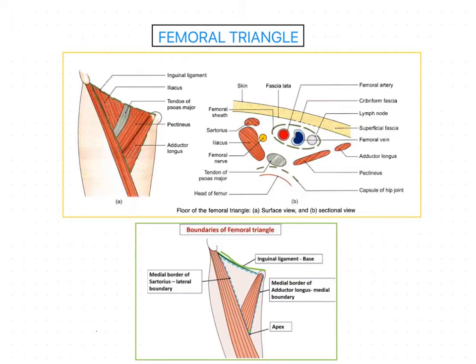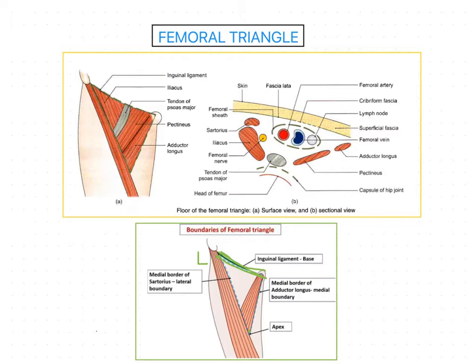Now we will see in detail. The base of the femoral triangle is formed by the inguinal ligament. Base of the femoral triangle is formed by the inguinal ligament. And laterally, now we will see laterally. This one is the lateral side.